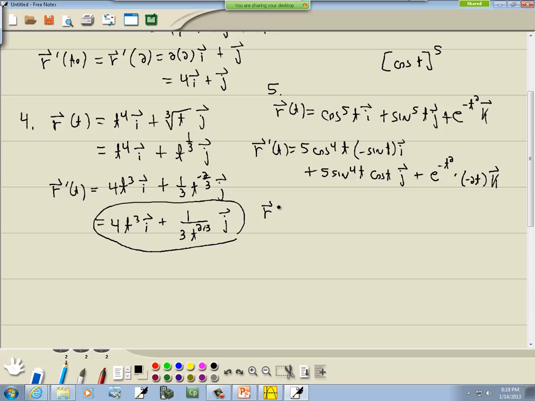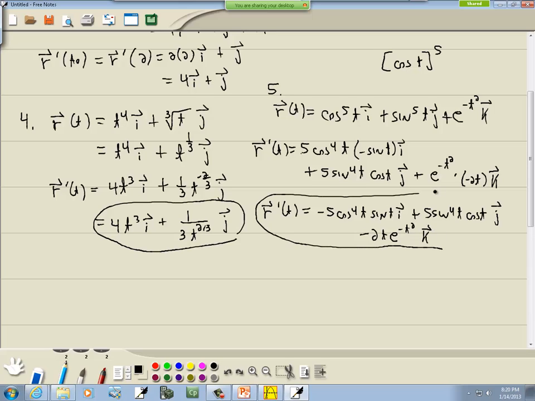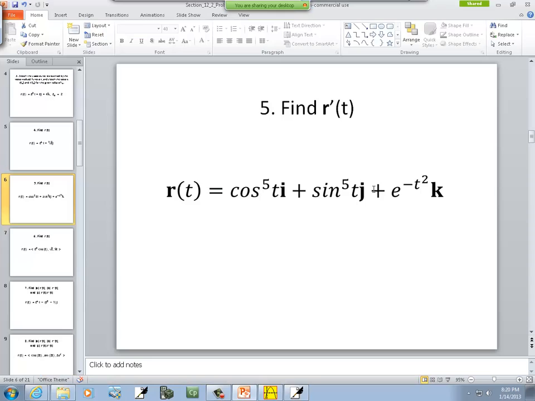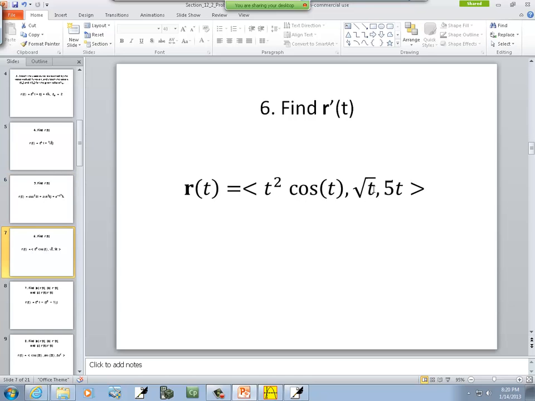Okay. So our derivative, the negative I'll put out in front, so we got negative 5 cosine to the fourth t sine t i plus 5 sine to the fourth cosine t j. And then I'll put that out in front, so we got minus 2t e to the negative t squared k. And that's our answer. Number 6.